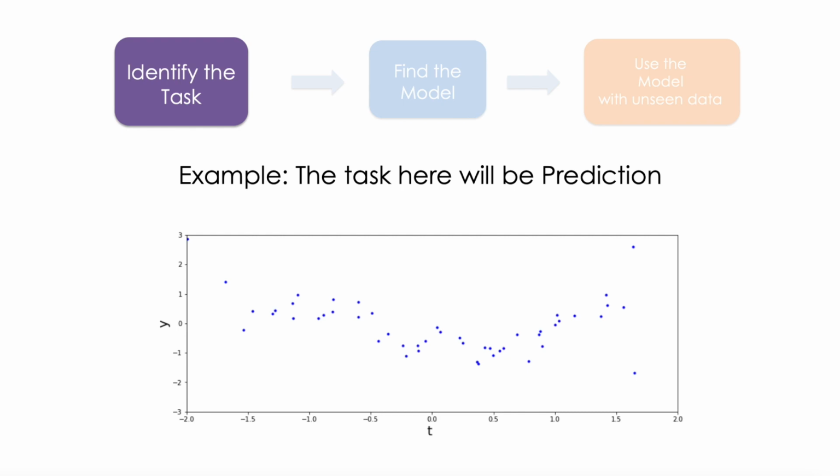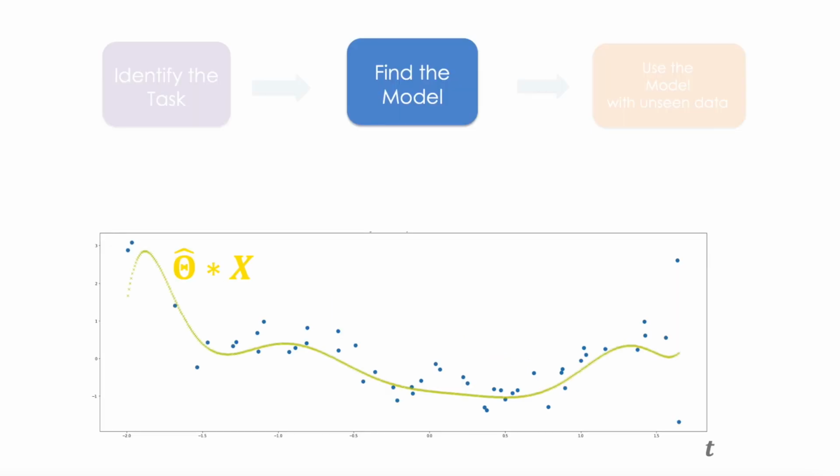For example, we need to identify the task here. So we can say, okay, we have data points and the domain is T, and we need to predict the value of Y for the unseen data point. So we will approach this as a regression problem. Okay, so now we find the model. Let's say the green line is the model we found.